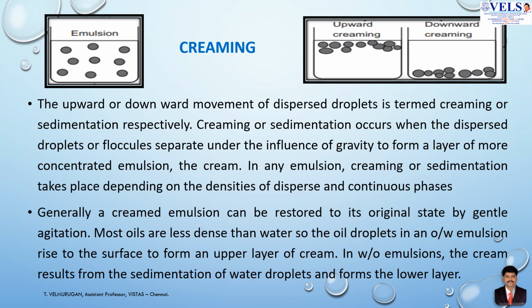That's also an important point. See, most oils are less dense than water, so the oil droplets in an oil in water type of emulsion rise to the surface to form an upper layer of cream. In a water in oil type of emulsion, the cream results from the sedimentation of the water droplets and forms the lower layer. This is the difference between upward creaming and downward creaming. Okay, see, the creaming is upward, and the same creaming is downward.